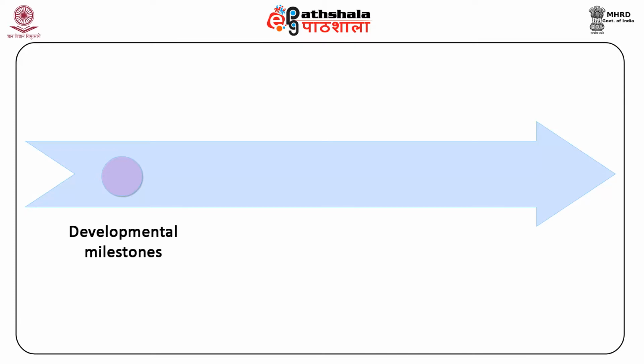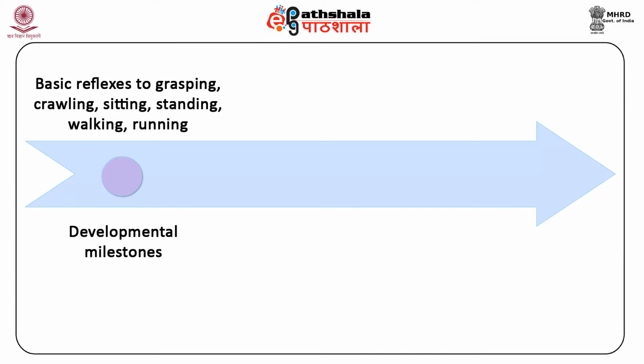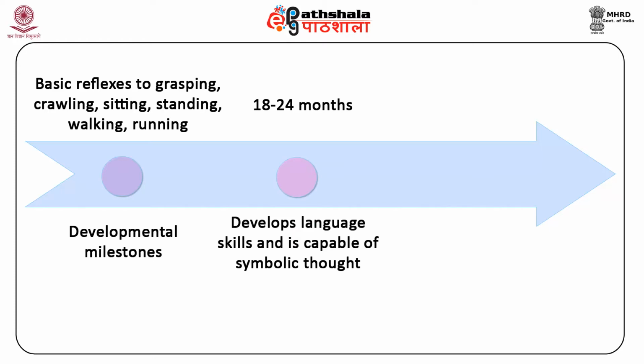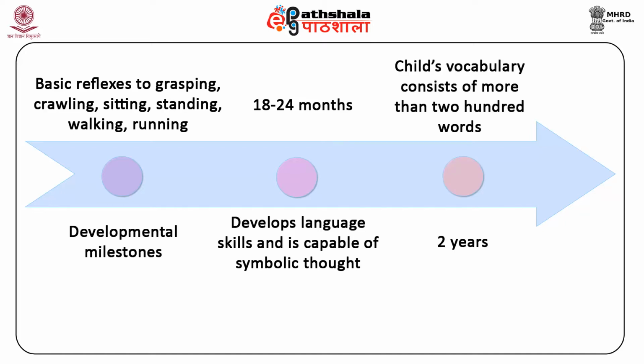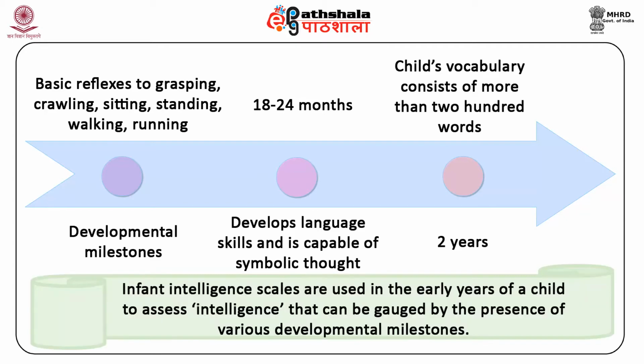The developmental milestones for a child range from basic reflexes to grasping, crawling, sitting, standing, walking, running, and so on. By the age of 18 to 24 months, the child develops language skills and is capable of symbolic thought. By the age of 2 years, a child's vocabulary consists of more than 200 words. Infant intelligence scales are used in the early years of a child to assess intelligence that can be gauged by the presence of various developmental milestones.